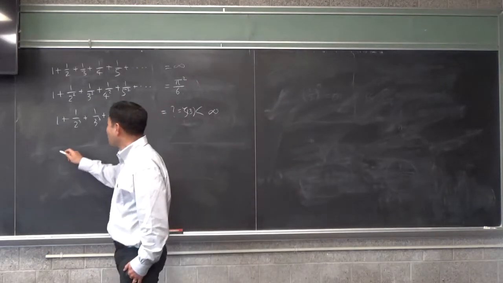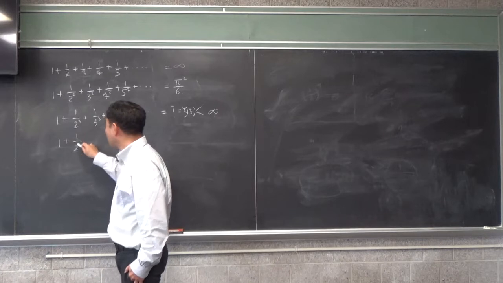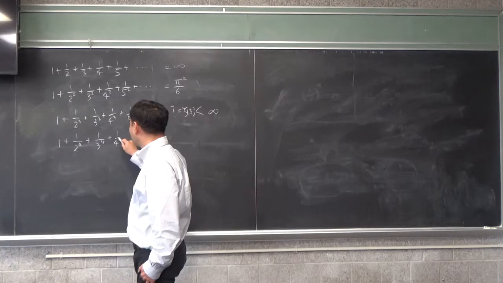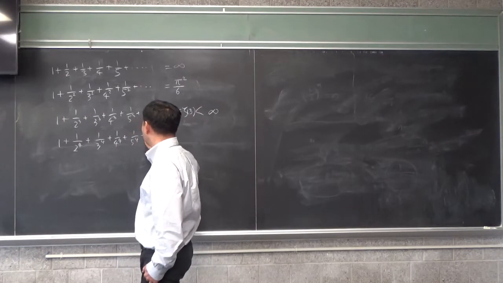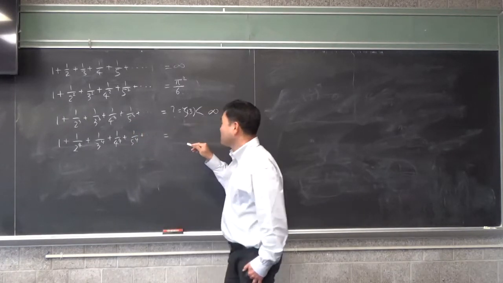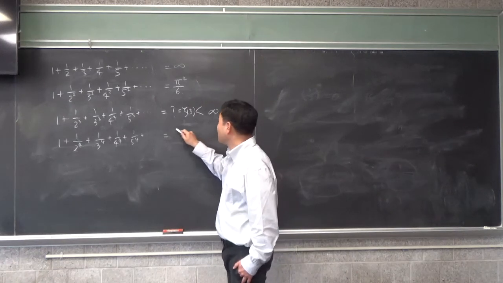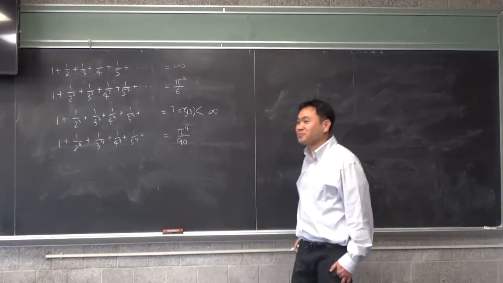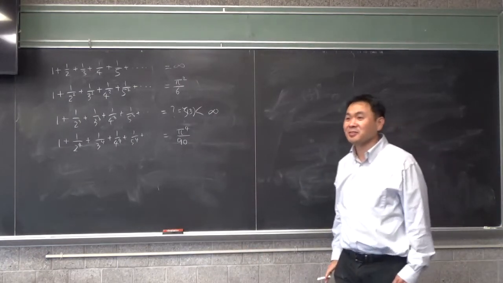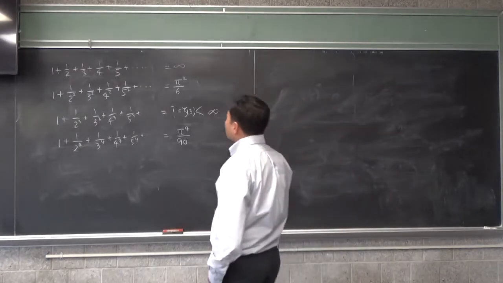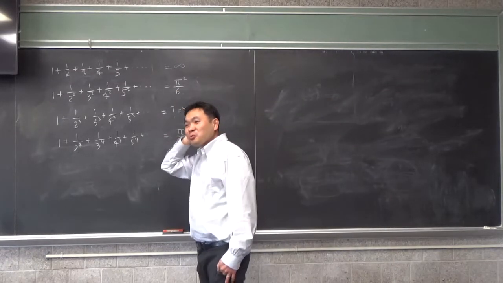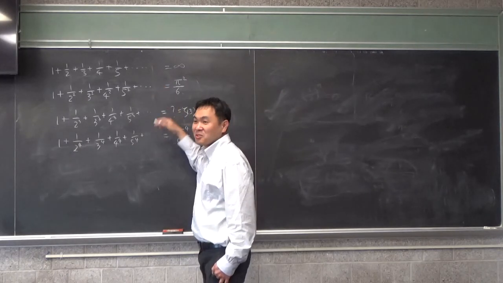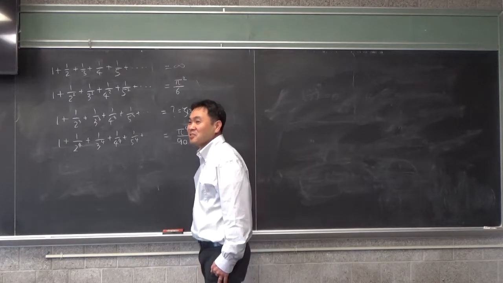Then here's another interesting fact. If you do 1 plus 1 over 2 to the 4th, 3 to the 4th, 4 to the 4th, then we do know the value. This is pi to the 4th over 90. Yeah. How did we know the exact value? The exact values for these, actually, I don't know off the top of my head. It's very hard. You need to do some Fourier series, something. It's not easy.